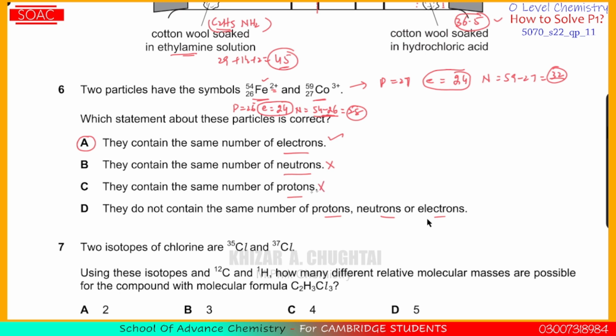Again, it's incorrect. They do not contain the same number of protons, neutrons, or electrons. No, they have the same number of electrons. So once again, they have the same number of electrons. It is the correct option. A is the correct option.